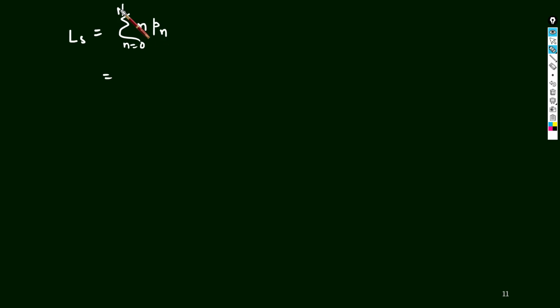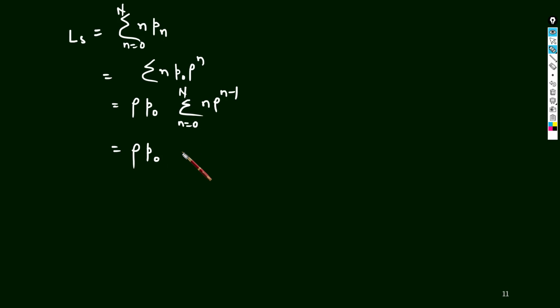In case this n is infinite, then that will be the infinite queue length model. So here we can write this as P naught into the summation of n rho to the power n. If we take out P naught, and take out one rho also, then it will be n rho to the power n minus 1, n equal to 0 to n. Okay, so this is the derivative of rho to the power n. So we can write the summation n equal to 0 to n of rho to the power n.